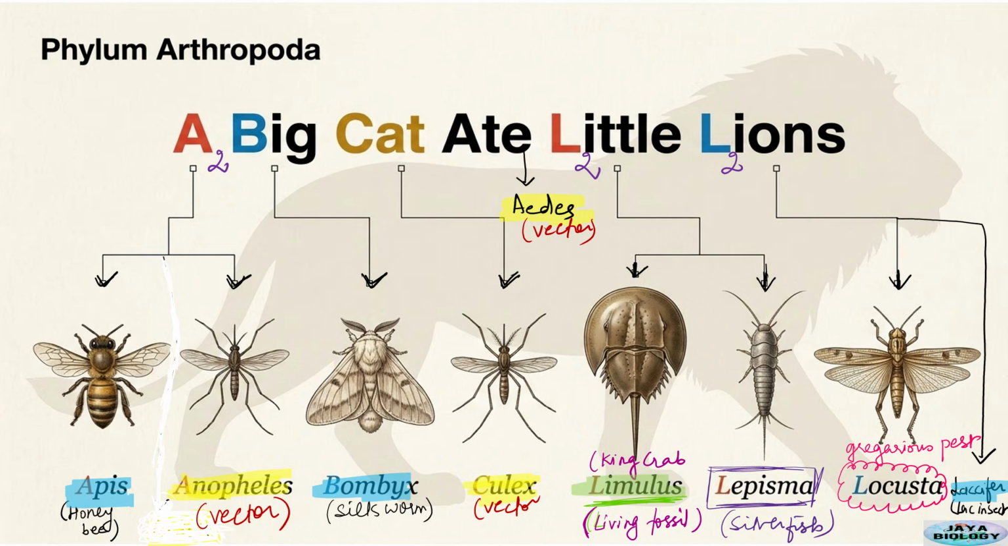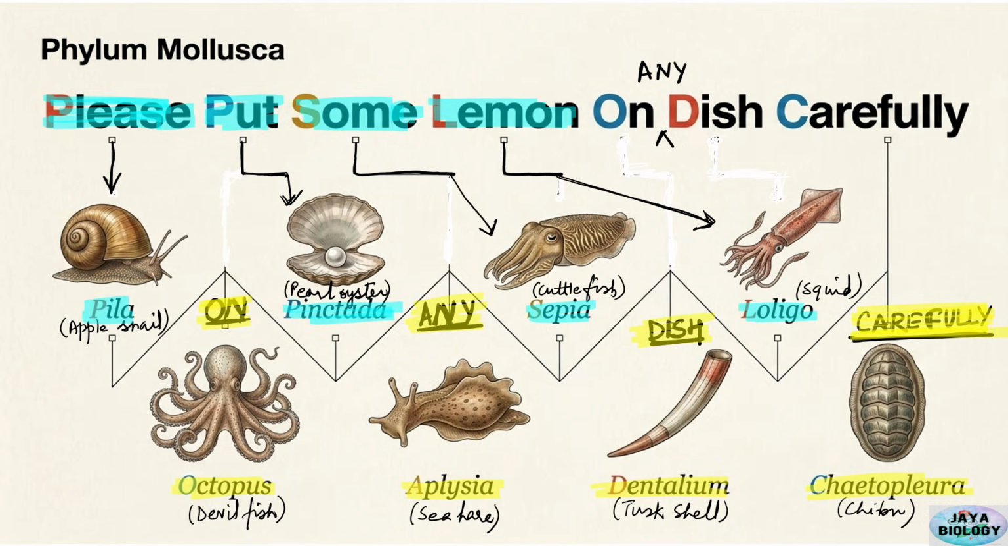Then Limulus, living fossil, also known as king crab. And last is Locusta, also known as gregarious pest. So this is very important. Please learn it carefully. Then comes the phylum Mollusca. Mollusca is also again very important.